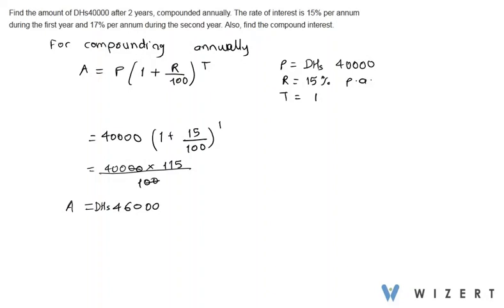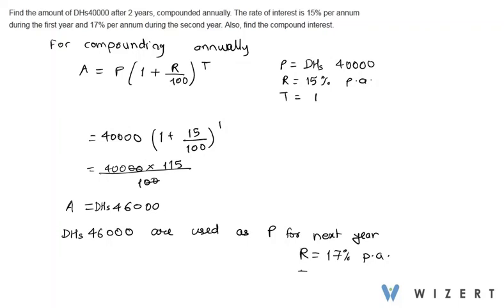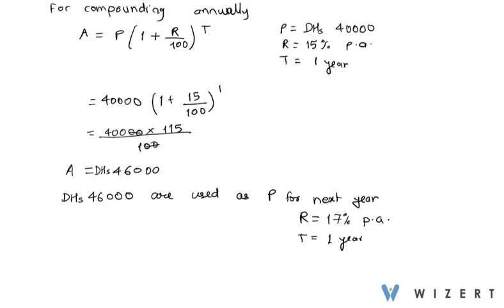Now this amount will be used as principal for second year. 46,000 dirhams are used as P for next year. Now for next year, R is 17% per annum and time is again 1 year. Here also we have 1 year. So let's calculate amount for next year.